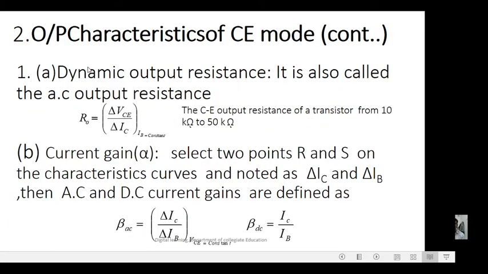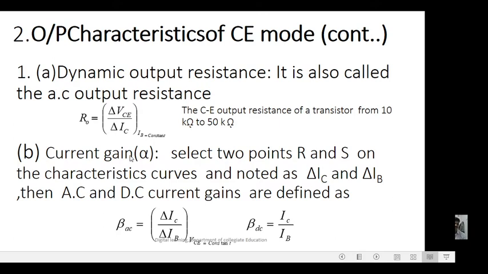Output characteristics of CE mode continue. First, dynamic output resistance, also called the AC output resistance. R0 equals delta VCE by delta IC, IB equal to constant. The CE output resistance of the transistor is from 10 kilo ohm to 15 kilo ohm. This is the typical value.